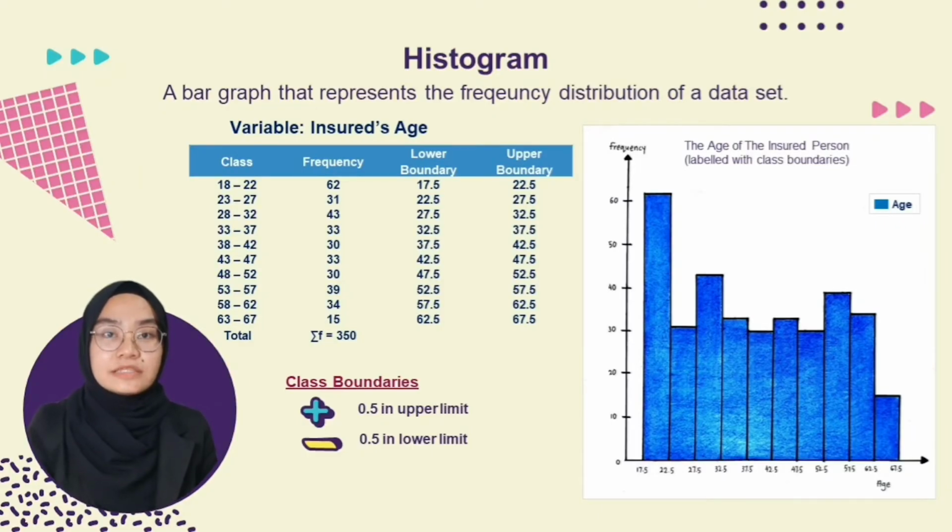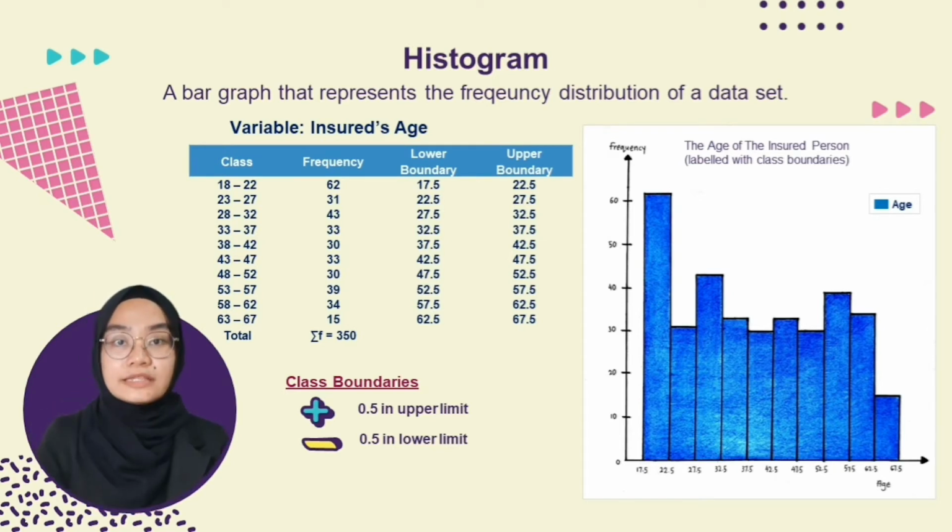Histogram is a bar chart that represents the frequency distribution of a data set. The vertical scale measures the frequency of the class, and the horizontal scale is quantitative and measures the data value either by class midpoint or class boundary. We use class boundary as our horizontal scale. Class boundary is the number that separates classes without forming gaps between them. We need to subtract 0.5 from the lower limit to get the lower boundary and add 0.5 to the upper limit to get the upper boundary. The data on the table is the age of the insured person, and that is the histogram of the age of insured persons that we label with class boundaries.